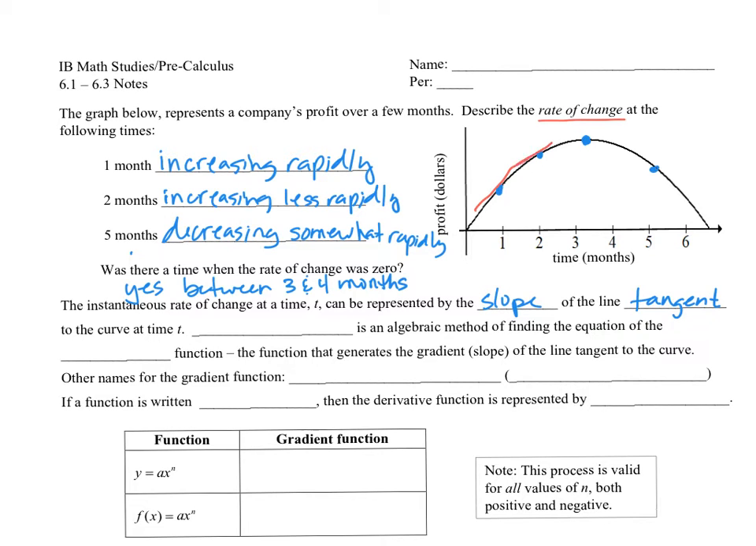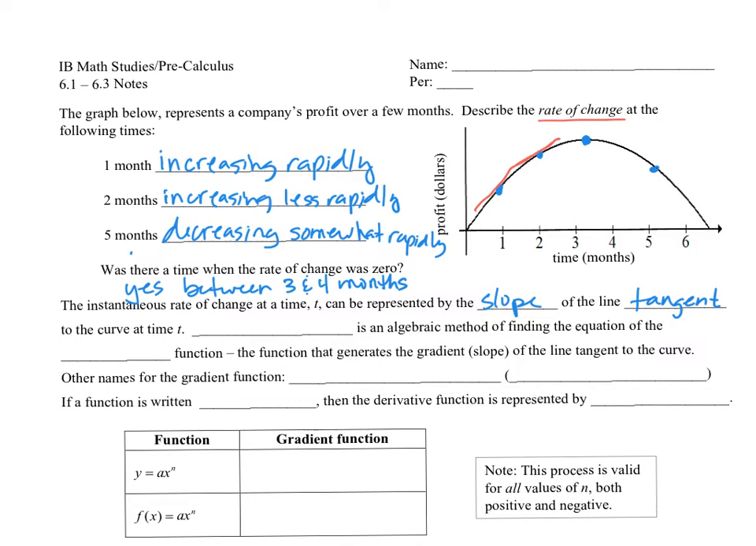So you can see that that tangent line also has a positive slope, but it's less steep than this tangent line was. That's why we said that at 2 months, the profit was growing less rapidly than it was here. At 5 months, okay, let's draw that tangent line.